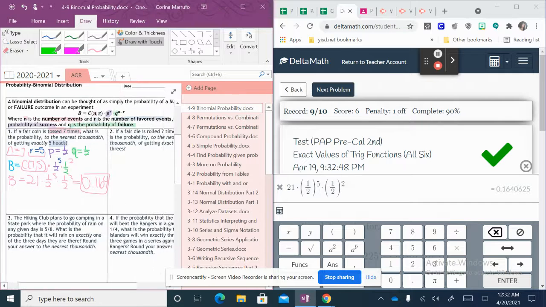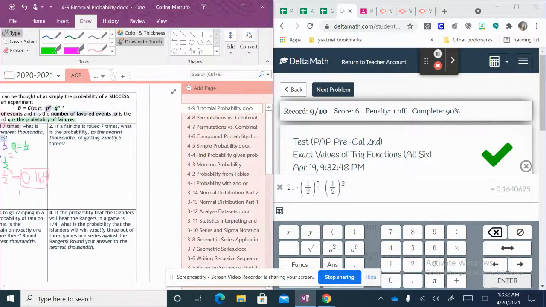Okay, so let's try another one. Here it says if a fair die is rolled 7 times, what is the probability to the nearest 1,000 of getting exactly 5 threes? So we need to do the same thing. n is the number of events, so that means that we're rolling the die a total of 7 times. Then it's asking us, what is the probability of getting exactly 5 threes?